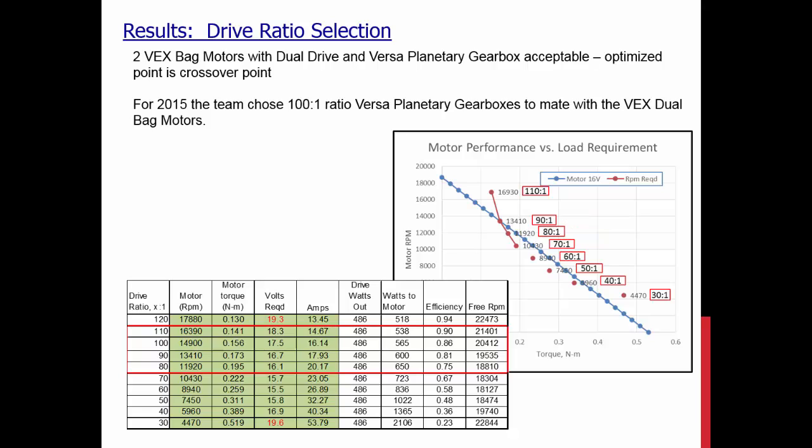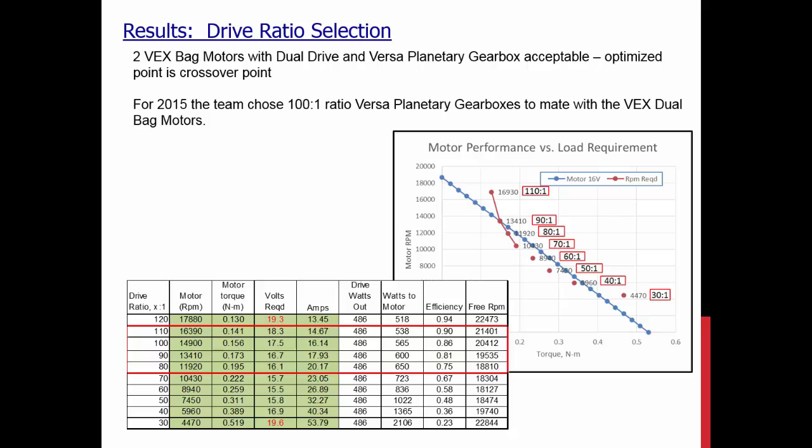Lastly, we got to do drive ratio selection. For our two BAG motors, we're going to be running a dual drive through a VersaPlanetary gearbox, but we have to determine what ratio. In this case, doing the analysis, showing the data in the table here, the team chose to go with a 100:1 gearbox. We can see in the table on the lower left various different ratios, the motor speed and torque required, and we're able to track the efficiency of the system for these various gearboxes.